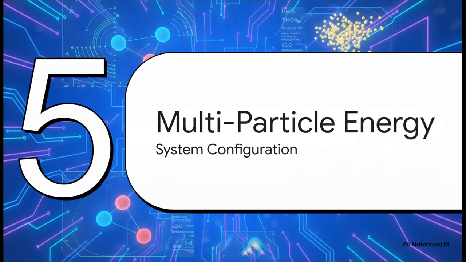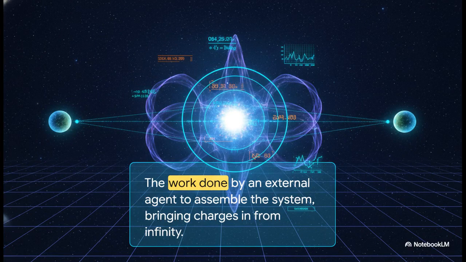Next up is Section 5, Energy of Multi-Particle Systems. Now we're zooming out. Think of this like assembling a galaxy from scratch. The total potential energy of a system is the exact amount of work an outside force would need to do to drag each individual particle in from an infinite distance away. So imagine we start with a totally empty universe. Bringing in that very first particle, it's completely free. It takes absolutely no work because there is no existing field pushing against it.